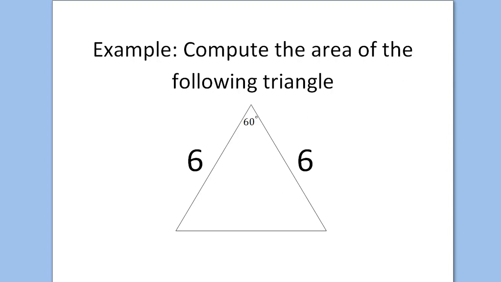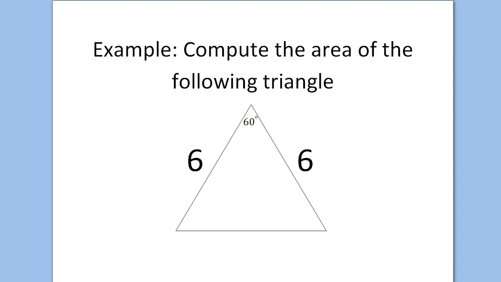Example, compute the area of the following triangle. So you've got an equilateral triangle there. It will become clear, if it's not already obvious, why it's equilateral. But you know that the sum of the angles in a triangle adds up to 180 degrees. And you've got two sides there which are both length 6. So that means the other two angles have to be 60 as well. And that means the other side will be 6 as well. But we don't need to know that to apply the sine rule. All we need to have is two sides and an angle between them. We can use that sine rule formula. So that's what we have.